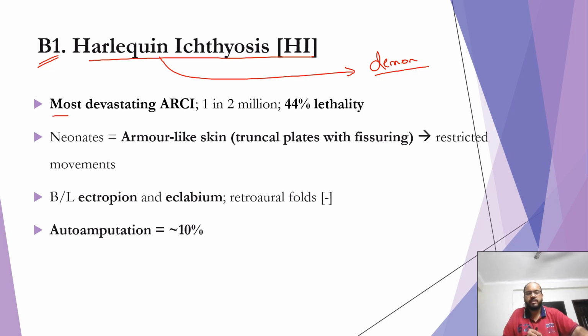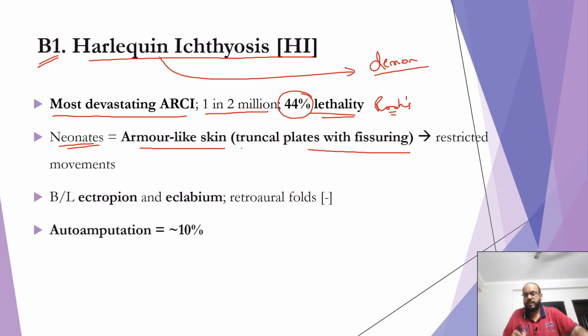It's the most devastating ARCI. The incidence is about 1 in 2 million. It has a 44% lethality rate, and I'm quoting Rook's 10th edition. The neonates are encased in an armor-like skin, with fissures in between, and this armor restricts movement. So much so that you can have movement disorders and breathing difficulties.